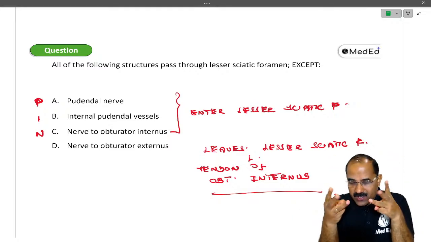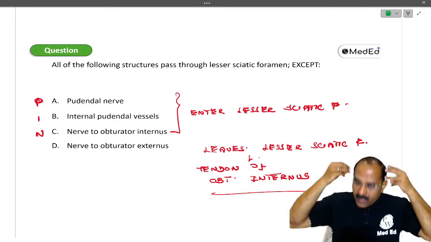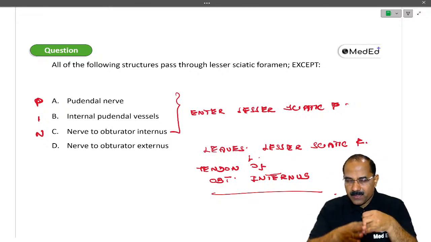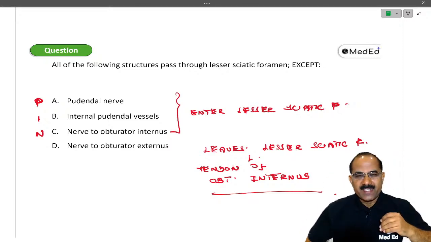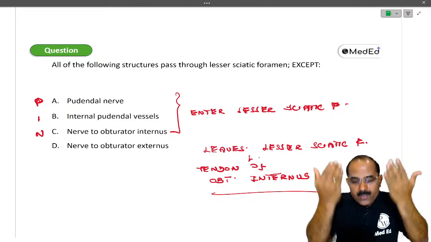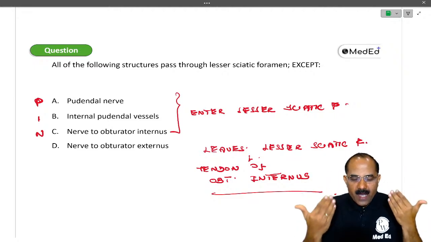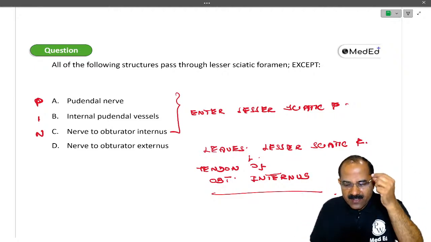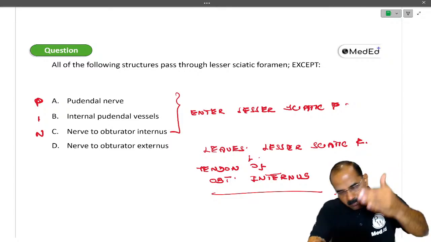Now, the three structures which are going in, who are they? Remember PIN: the pudendal nerve, internal pudendal vessels, and the nerve to obturator internus. And who's coming out of the lesser sciatic foramen? Coming out is the tendon of obturator internus. The tendon of obturator internus comes out.